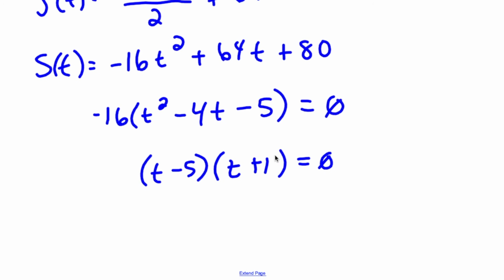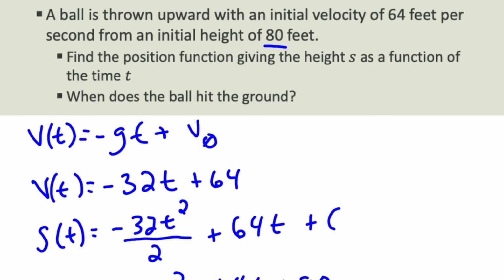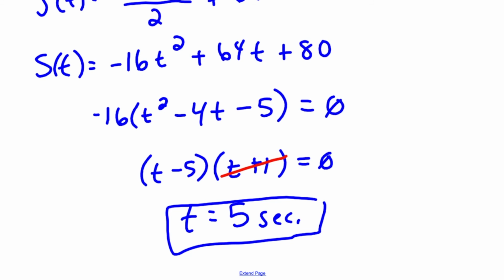Now, one thing that I noticed on that last test was some of you, when you had the square root of 4, you wrote plus or minus 2. And what you got to keep in mind is that we're dealing with time. So anything that's going to give us a negative number for time, we can ignore, because there's no such thing as negative time. So our answer here, the ball, or whatever it is, hits the ground after 5 seconds. Okay, so that's the second part. When does the ball hit the ground? Yep, so there's your second part.